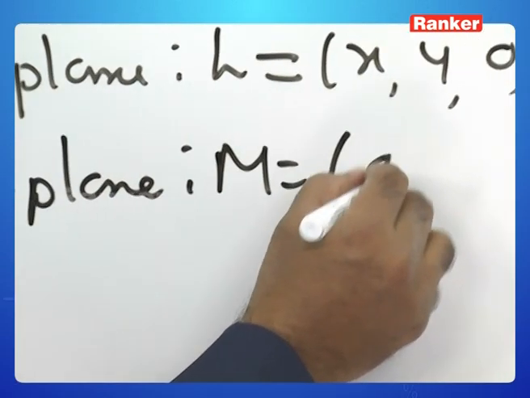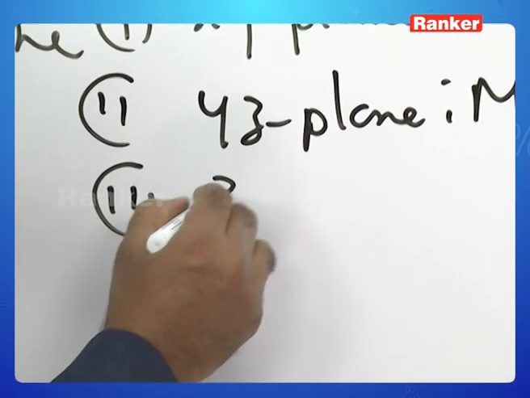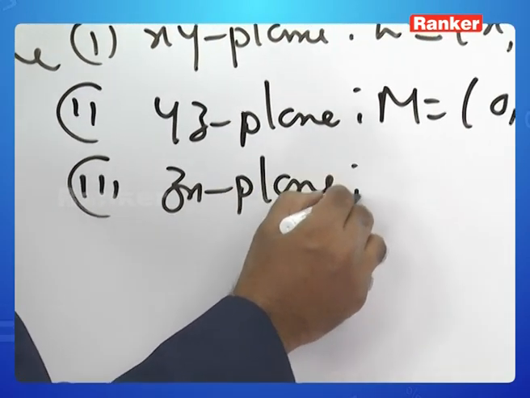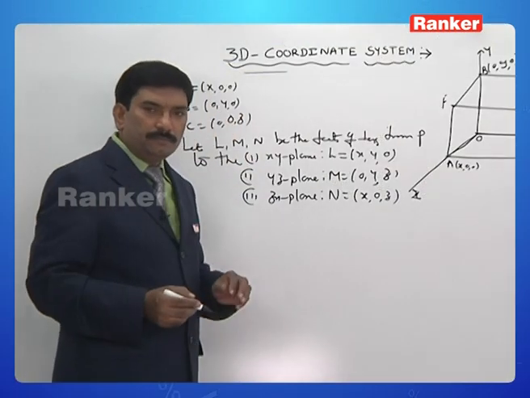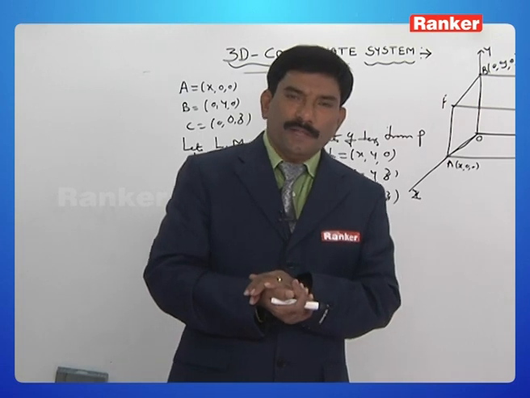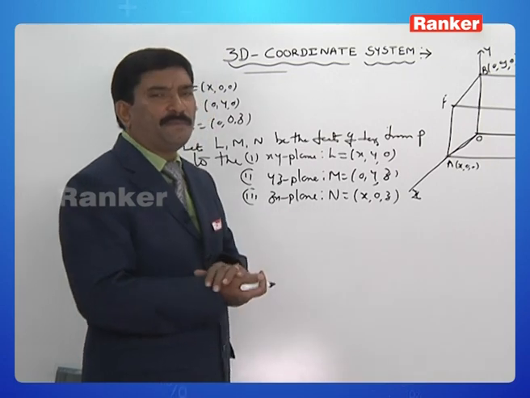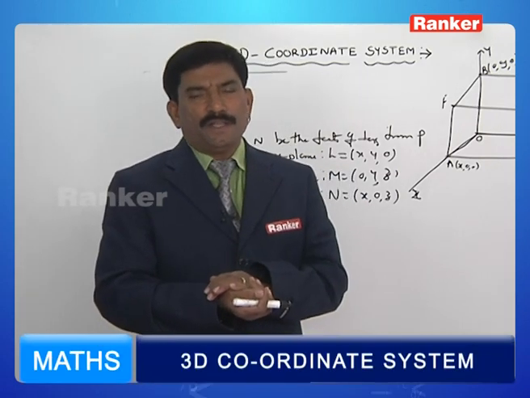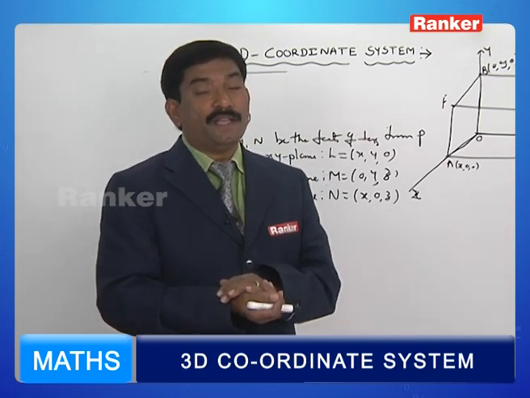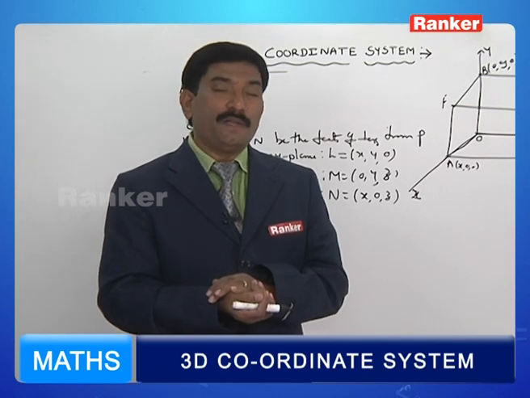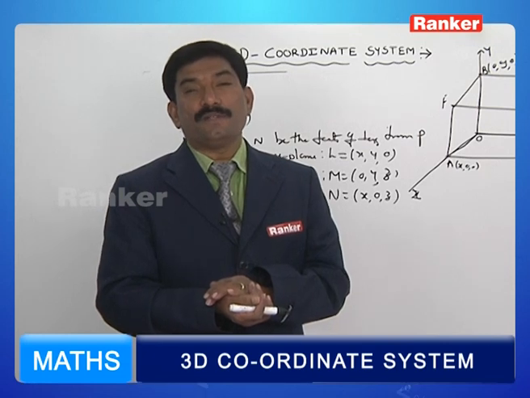M is equal to 0, y, z. Next, the third one is the zx plane, N is equal to x, 0, z. Okay, so therefore this we call projections, or we can call it feet of the perpendiculars. So once again, the projection of P on the xy plane is L, which is x comma y comma 0. On the yz plane, M is equal to 0 comma y comma z. On the zx plane, x comma 0 comma z.